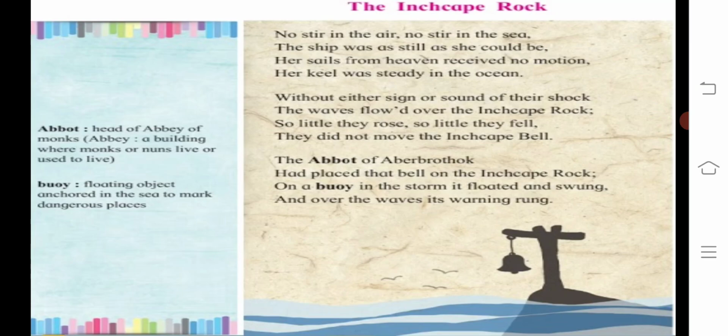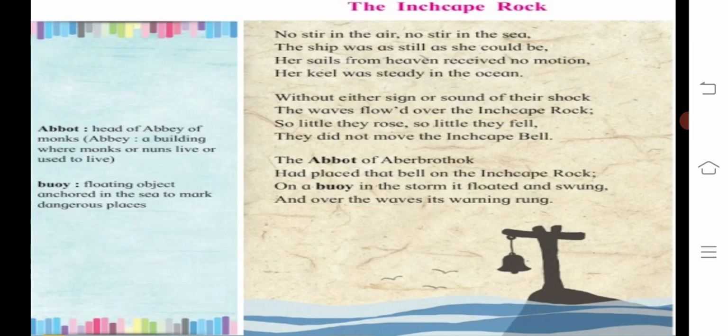Second, without either sign or sound of their shock, the waves flowed over the Inchcape Rock. So, without any kind of sign of danger or sound of a shock, there is no heaviness or wet air shock like stormy sea waves, and they are dropping themselves on the Inchcape Rock smoothly.